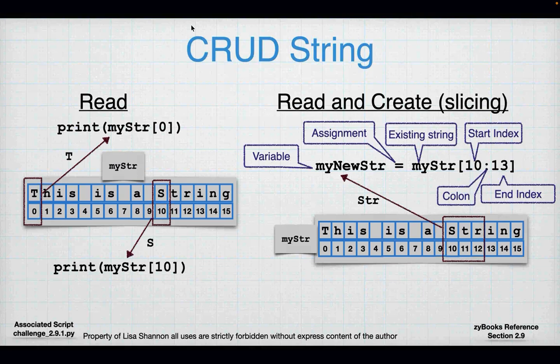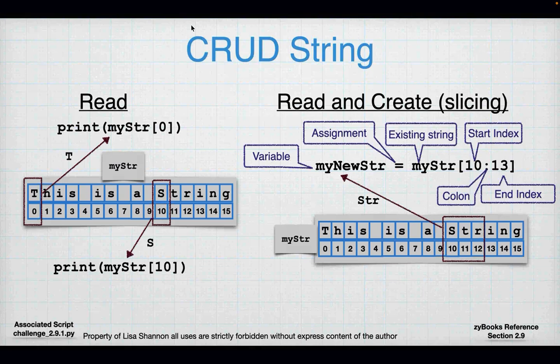The left-hand side is MyNewster. It's a variable. I know it's a variable because it's on the left-hand side of a single equal sign. On the right-hand side is the name of a previously created string, open square bracket, a number, colon, another number, close square bracket. That notation tells Python you want to get a chunk of an existing string.